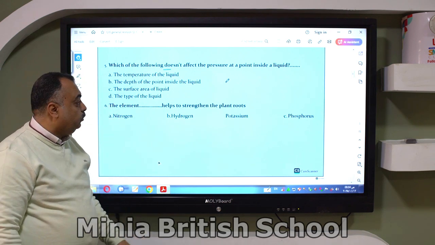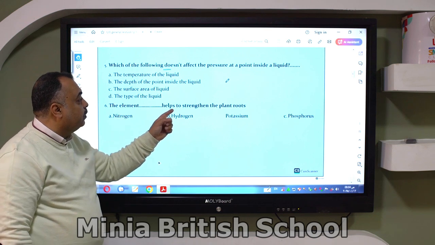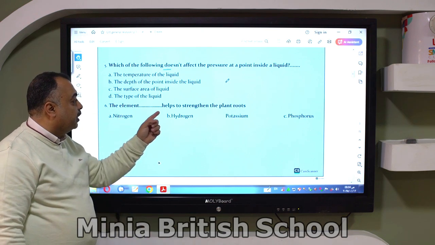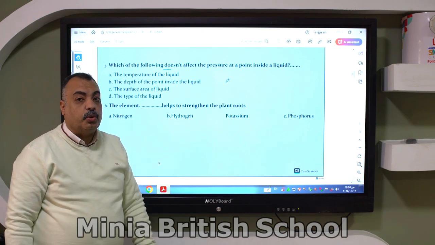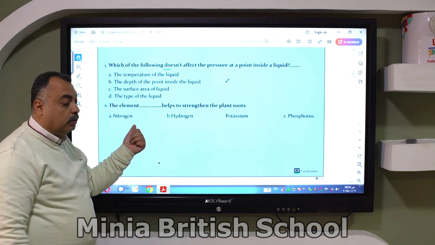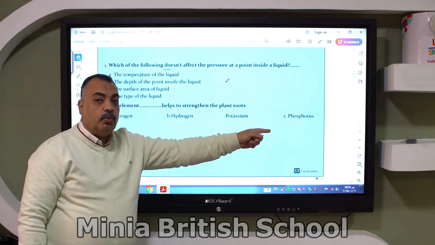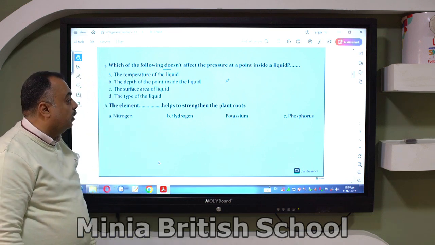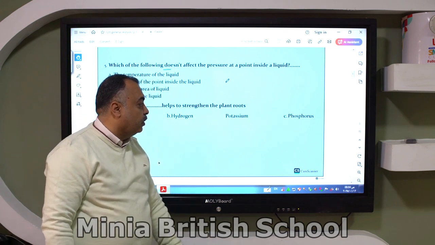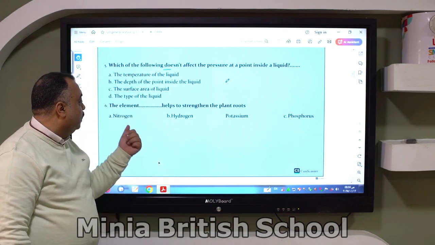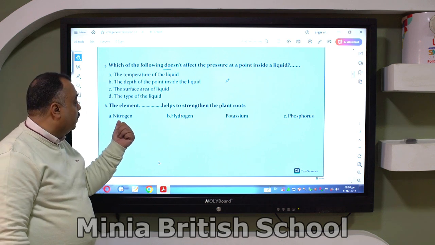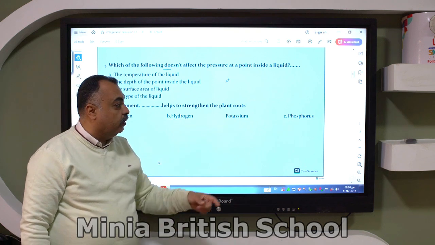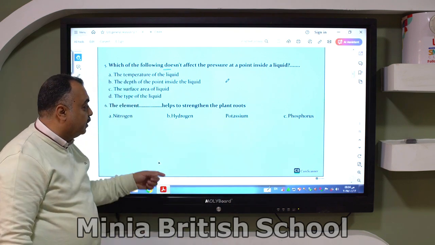Number 6. The element that helps to strengthen the plant roots: nitrogen, hydrogen, potassium, or phosphorus. Which is the right answer? Yes, of course, phosphorus. Why is that? Nitrogen is for the greening of the leaves, hydrogen is not included, potassium is for fruits and flowers, and phosphorus, yes, is for strengthening the roots.